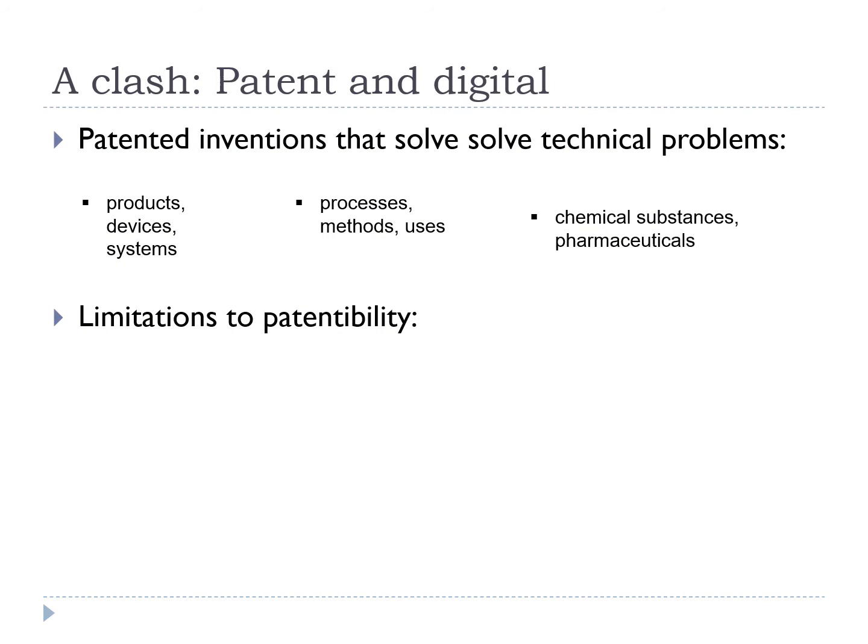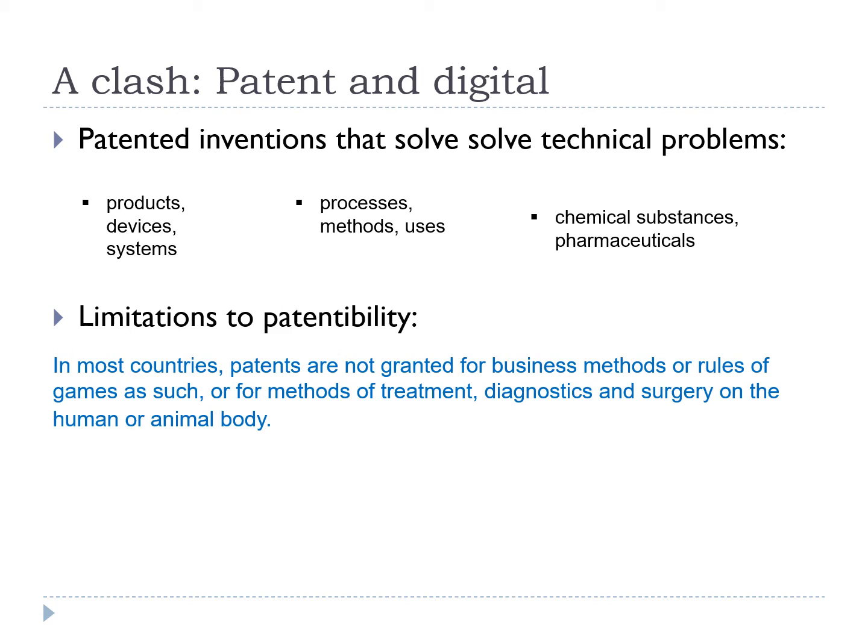When we talk about patents and inventions, we talk about inventions that solve some kind of technical problems, right? They can be products, they could be devices, they could be whole systems. But they can also be process methods or certain uses, right? Most frequent thought about patent and invention would probably be pharmaceuticals or chemical substances. There's also limits to patentability, and there is where it gets a little bit tricky with digital, right? Patents are typically not granted for business models or rules of game as such, and for a variety of different things, ideas, mathematical ideas, and so on, right?